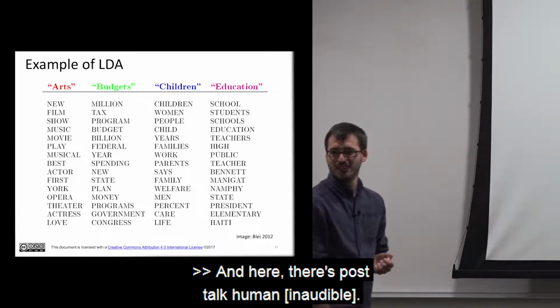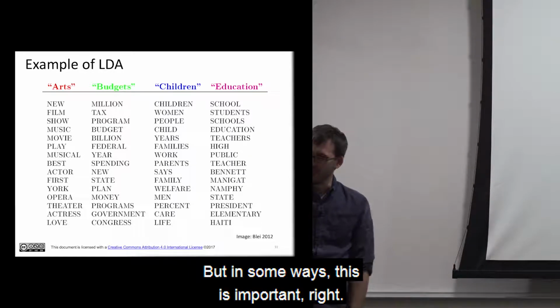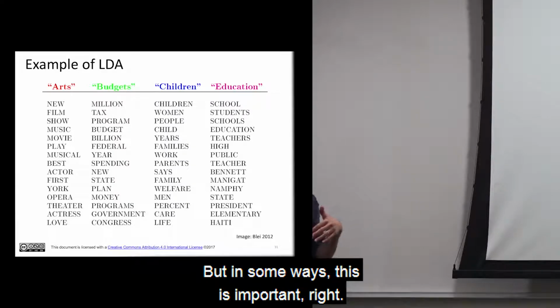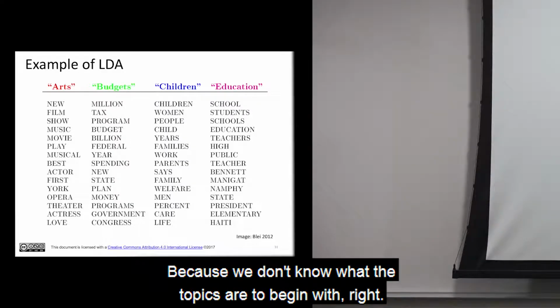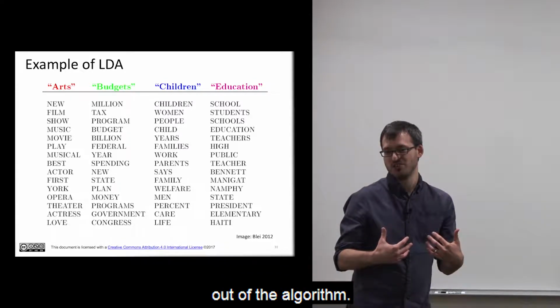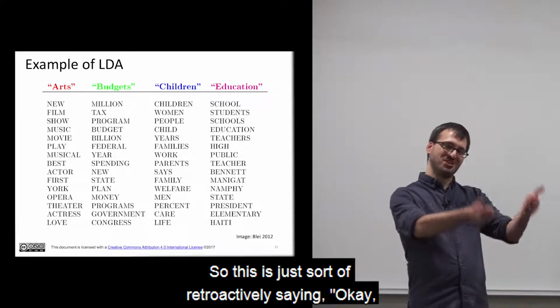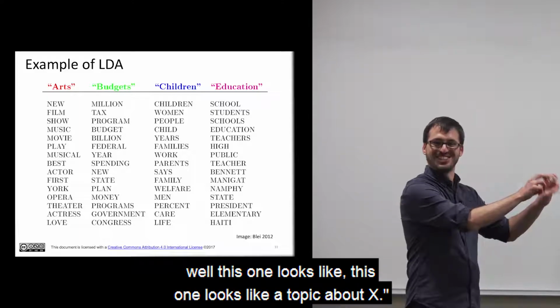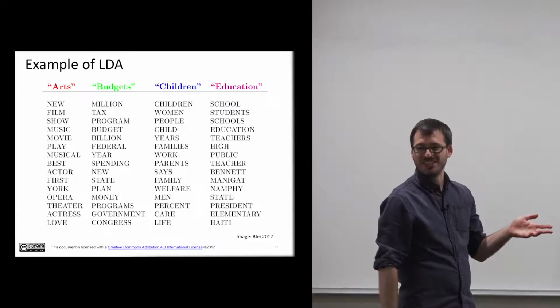These are just post hoc human adaptations. But in some ways this is important, because we don't know what the topics are to begin with. We're asking for that information out of the algorithm. So this is just us retroactively saying, okay, well, this one looks like a topic about X.